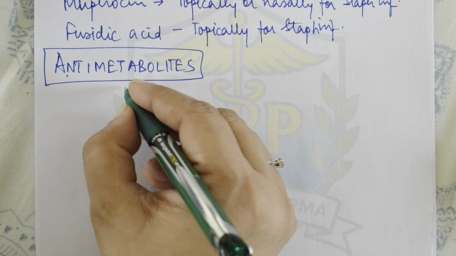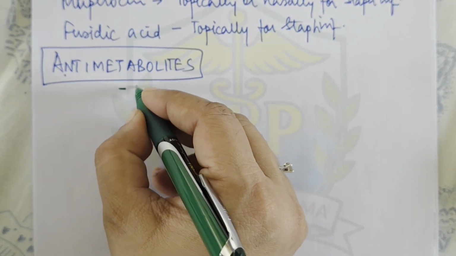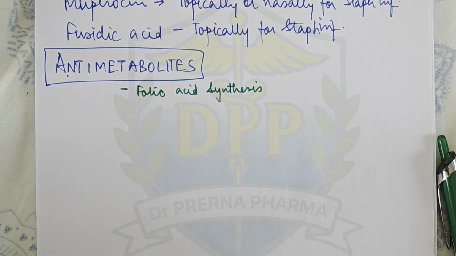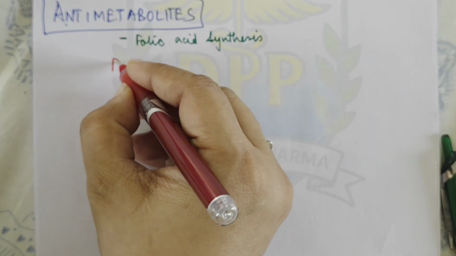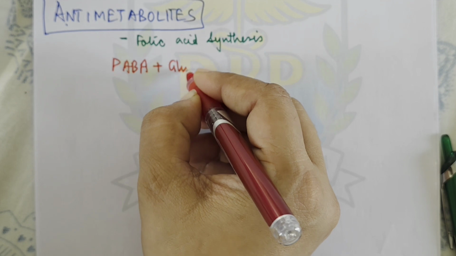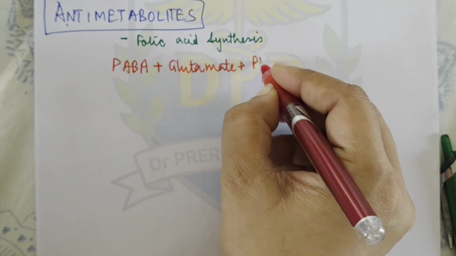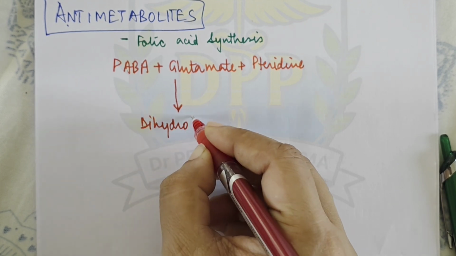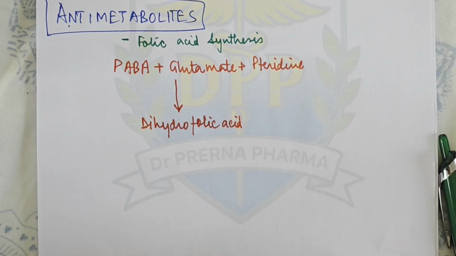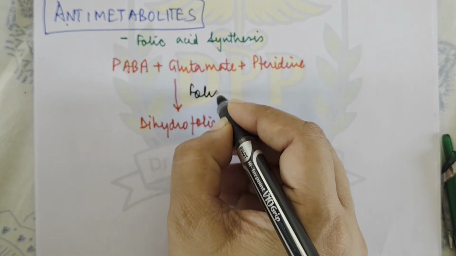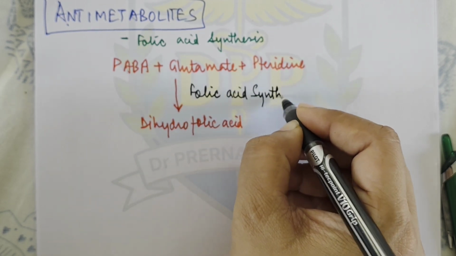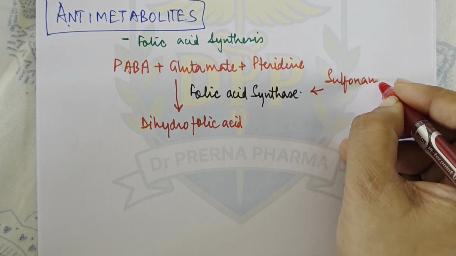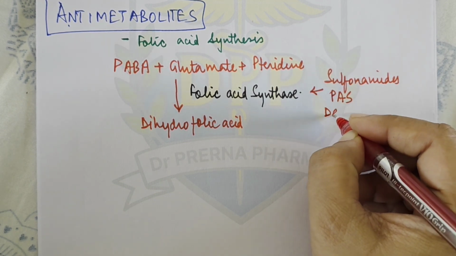Coming to the antimetabolites. These are the drugs which basically inhibit the endogenous metabolic pathways. The most common pathway that is inhibited is folic acid synthesis, right? Now what are the drugs which fall in this category? I'll show you with the mechanism that there is PABA plus glutamate plus pteridine. Together they form dihydrofolic acid, and this is formed by an enzyme, folic acid synthase. The drugs which inhibit this enzyme are sulfonamides, PAS and dapsone.